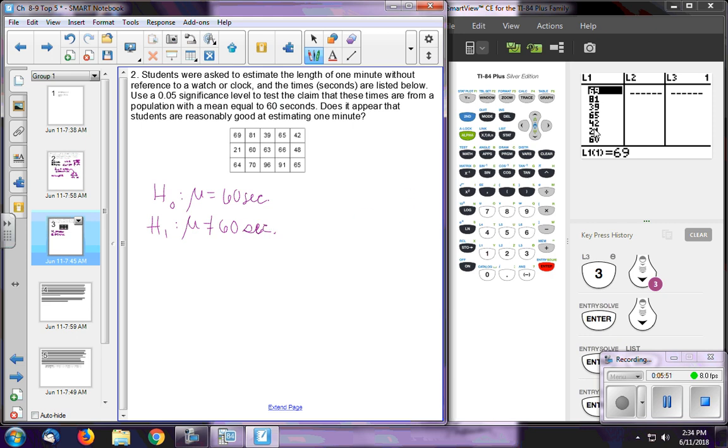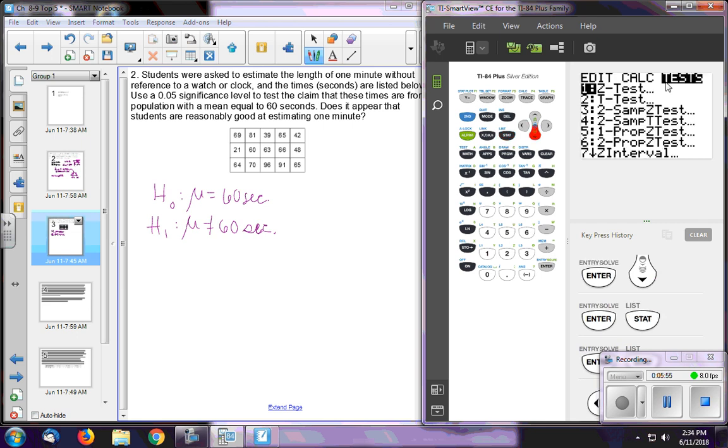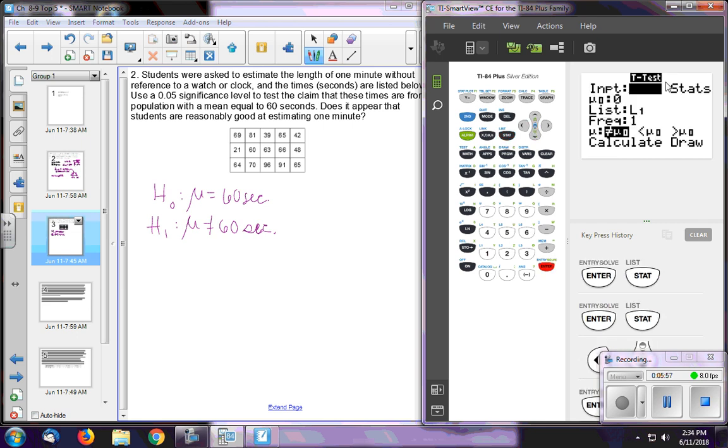For this, we're going to use our t-test function. We have our data entered, so tell it where you put that information. This is a mean of 60. That's where you enter your population mean, what you're testing against.